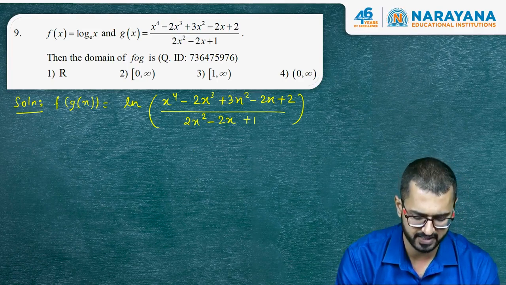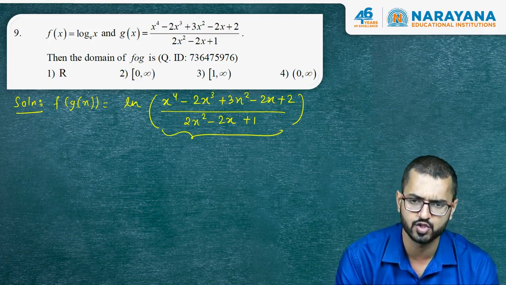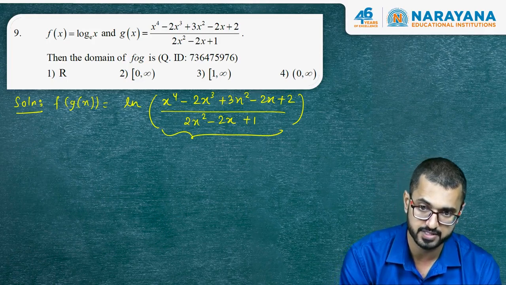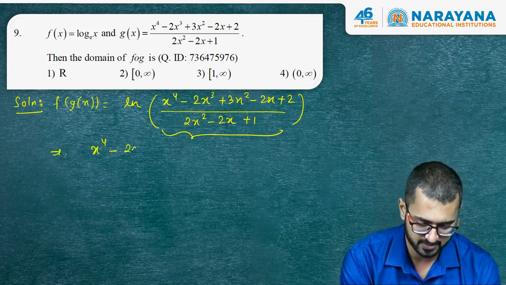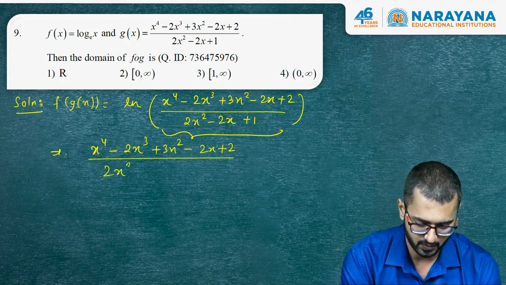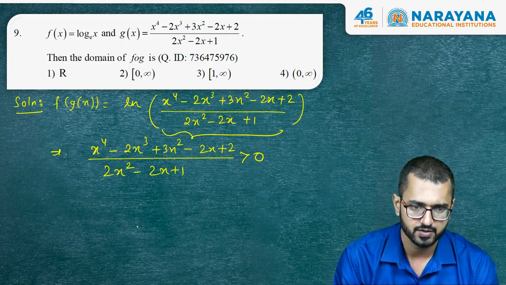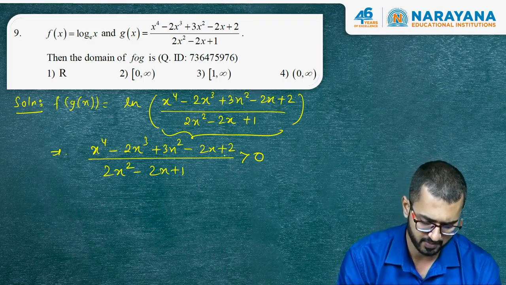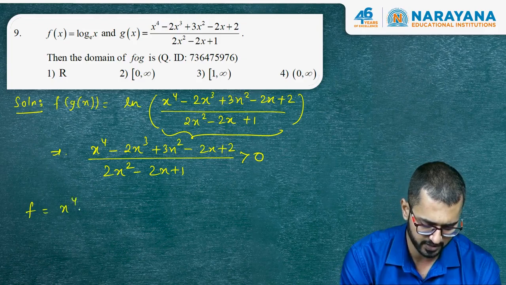For finding the domain, the quantity inside the argument of the logarithm should be defined and should be more than 0. That means x power 4 minus 2x cube plus 3x square minus 2x plus 2 over 2x square minus 2x plus 1 should be positive. Here we'll think of applying the wavy curve, but the problem is, can we factor this out? So we'll take f equal to the numerator only and see what its behavior is.